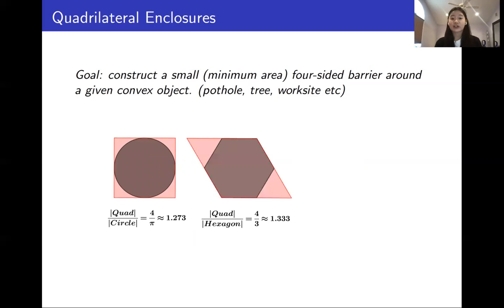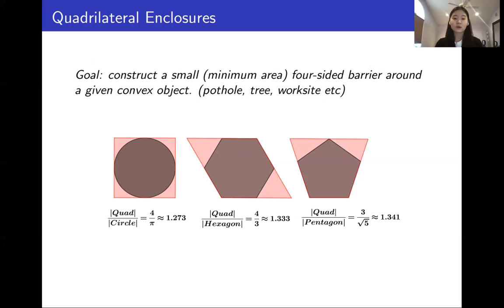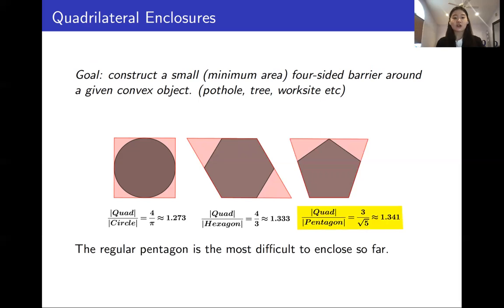Next, if the object is a regular hexagon, the optimal quadrilateral enclosure is a parallelogram, and the ratio is 1.333. And most importantly, if the object is a regular pentagon, the minimum area quadrilateral enclosure is a trapezoid, and the ratio is 1.341. As you can see, the regular pentagon is the most difficult to enclose among these three.